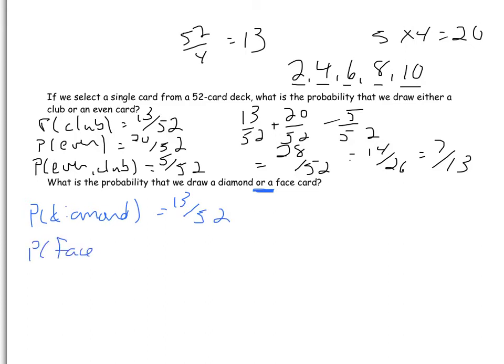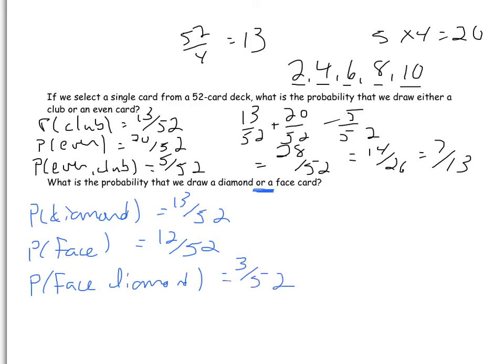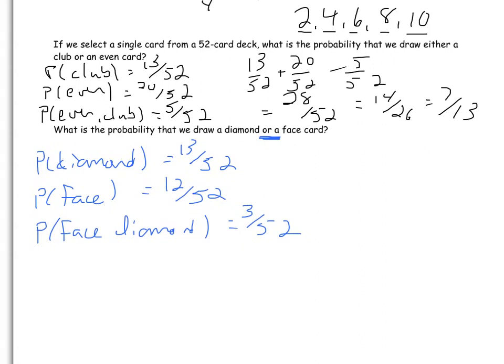Probability of a face card, okay, so for a face card we got queen, king, and jack in each suit. And that's 4 suits, so there's 12 face cards. Again, pull out a deck of cards if you don't know the count here. And the probability that we have a face diamond card, well, in each of those faces there are 3 diamonds. There's the king of diamonds, queen, and jack, so we have to subtract out those 3. So the probability is going to end up being 13 out of 52 plus 12 out of 52 minus 3 out of 52.